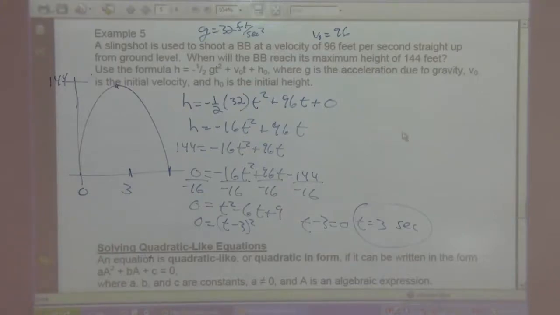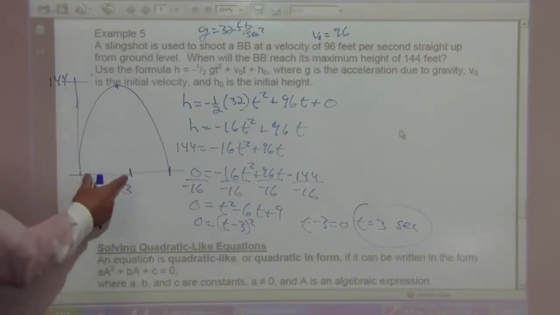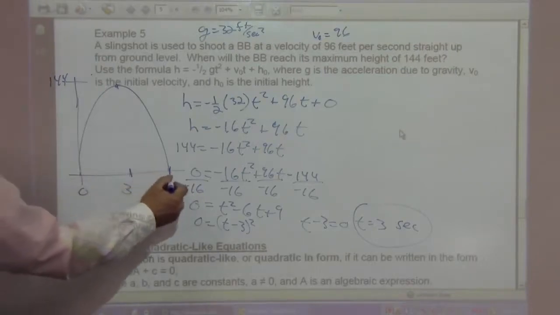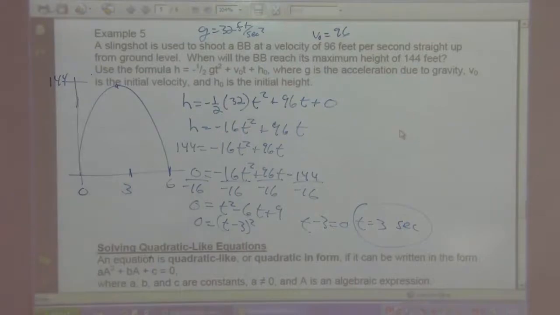Okay, feel free to pause if you need some more time there. Oh, by the way, let's think about this. 3 seconds are there. How much to come back down? Another 3 seconds, so 6 seconds. Okay, I'm going to move on. Feel free to pause.